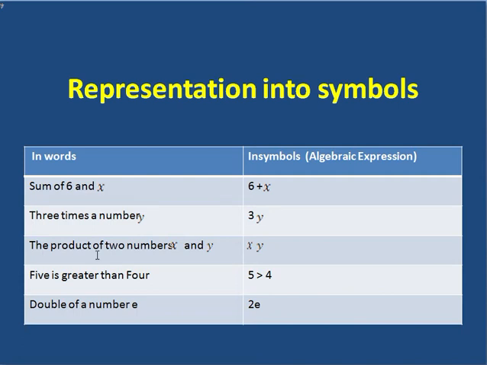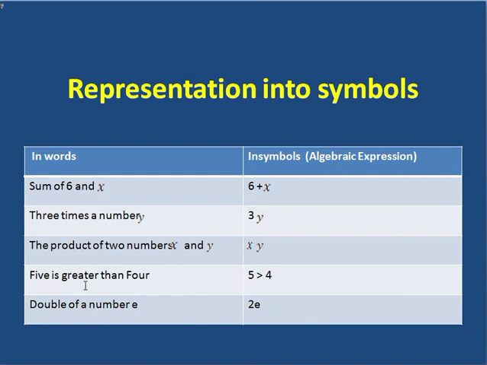Similarly, the product of two numbers x and y. Product means multiplication, and when we have no sign between two variables, that means we have a multiplication sign. The product of two numbers x and y, so x multiplied by y. It is understood that when we don't have any sign, it is a sign of multiplication, so no need to write the multiplication sign. You can write only xy.